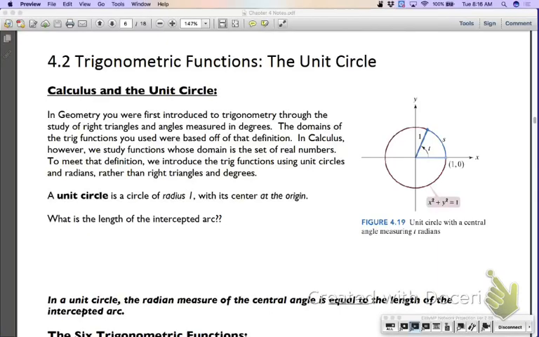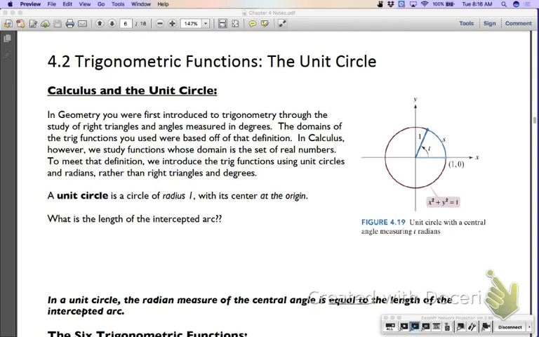The unit circle. Whenever you were in geometry, you were probably first introduced to the trig portion, where you had sine, cosine, and tangent. Depending on who you had, you may have learned about opposite. Sine is opposite over hypotenuse. Cosine is adjacent over hypotenuse, and tangent is opposite over adjacent.